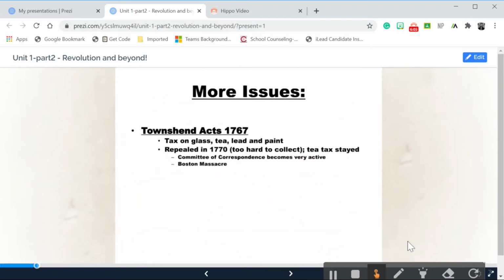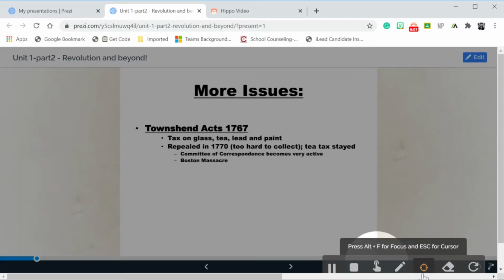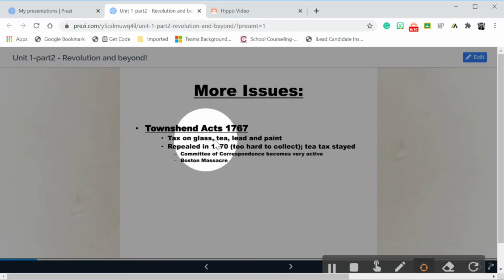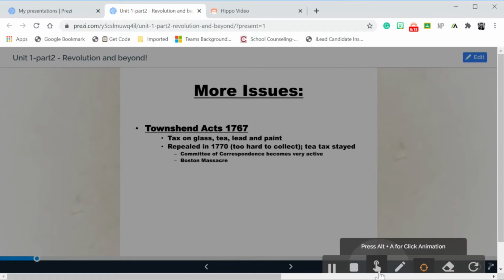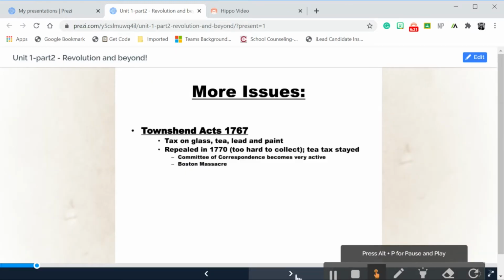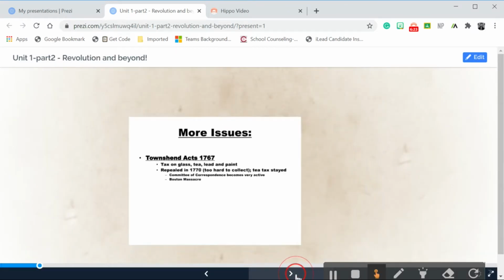Then you have the Townshend Acts. These were taxes on all glass, tea, lead, and paint. So at this point, everything was being taxed except tea. But we all know tea is coming up.